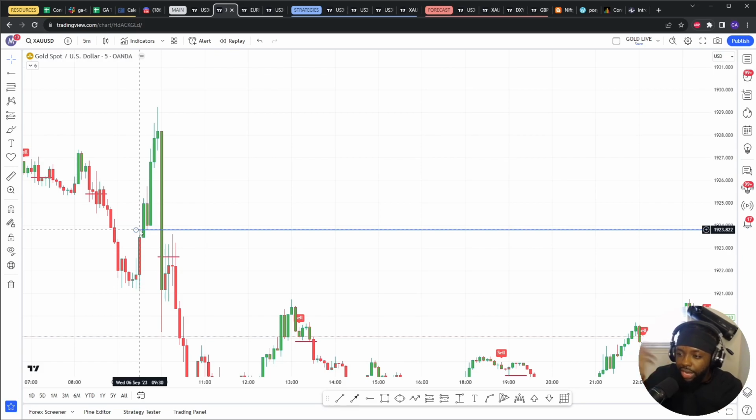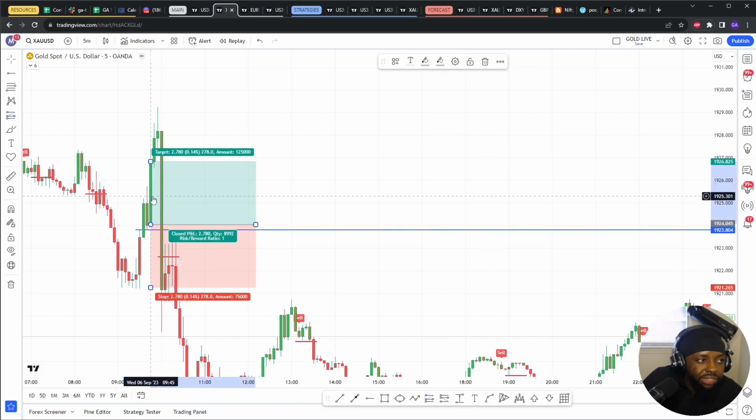And we'll go over the other entry that I talked about. So I was looking for a break. This candle broke, and you want that candle to close. Remember, 2 candle closures. That's the break candle, and this is the continuation candle. Now this was the entry right there.